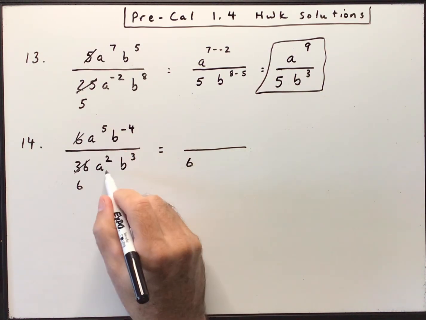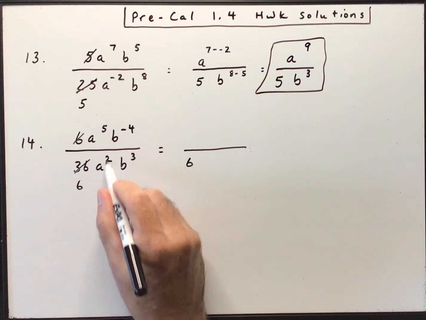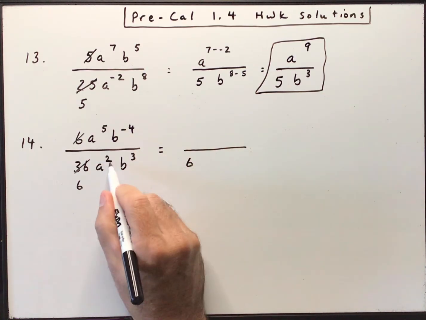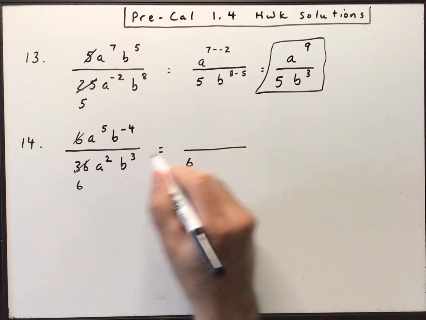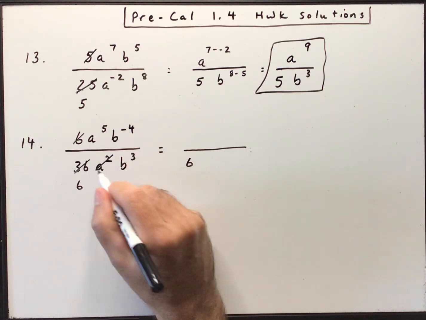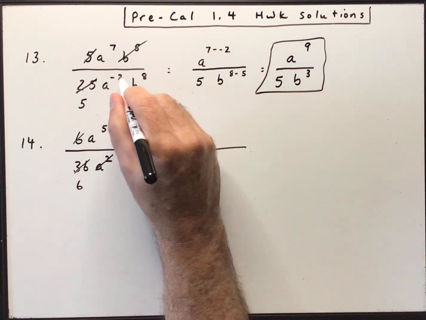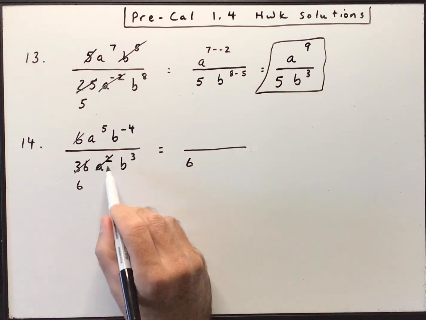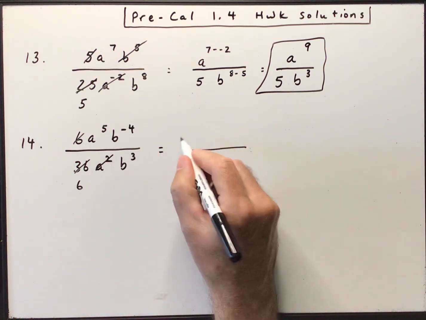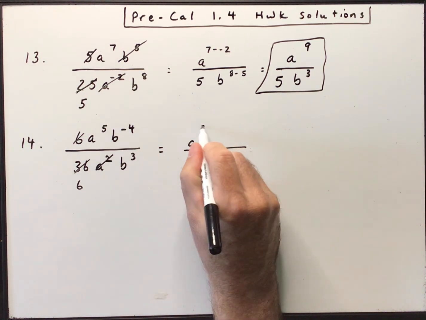The a on top is bigger, it has a bigger exponent than the a on bottom, so that's going to be 5 minus 2. So the a squared on bottom cancels out. And then, just like I did up here, you'll have a to the 5 minus 2.